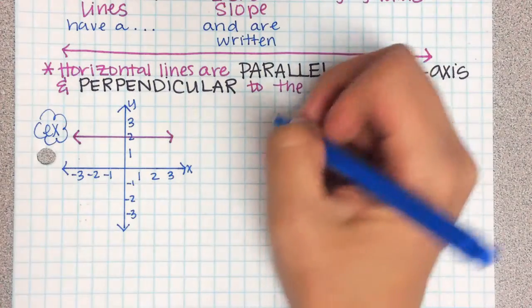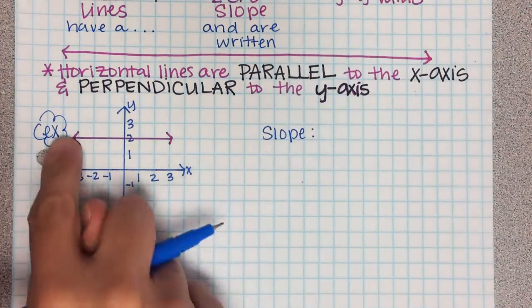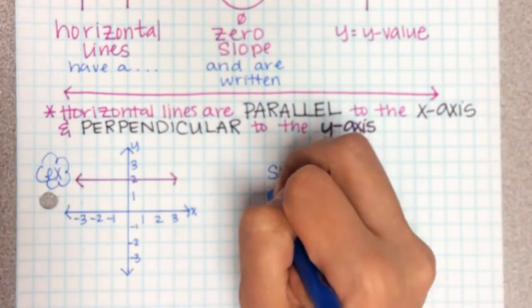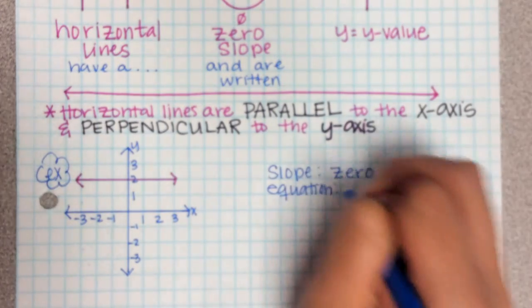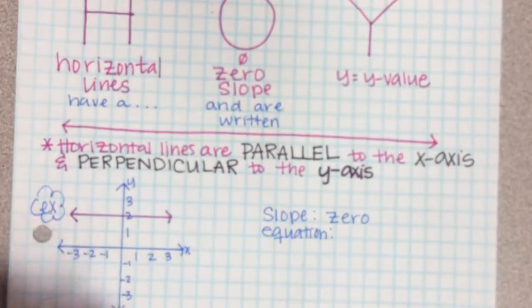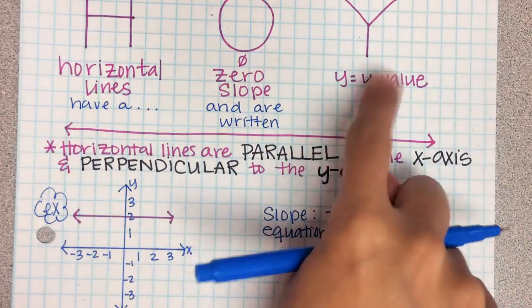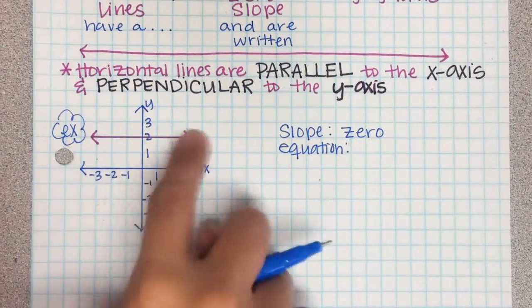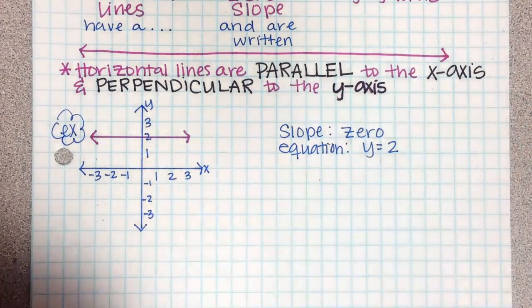We just want to name some characteristics. So for example, my slope here, it's a horizontal line, so my slope is 0. The equation of this line: it's horizontal, so my equation is y equals the y value. Or you can also see it only goes through my y-axis at 2, so it's y equals 2.